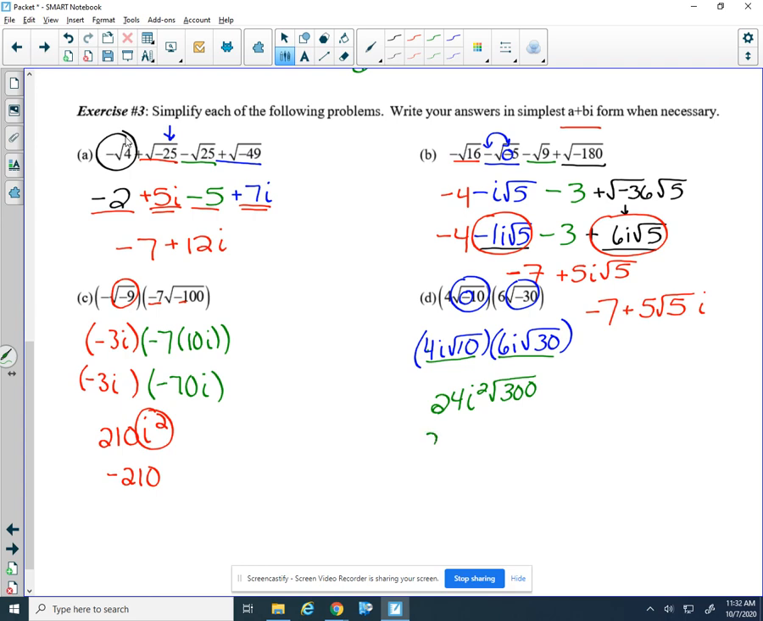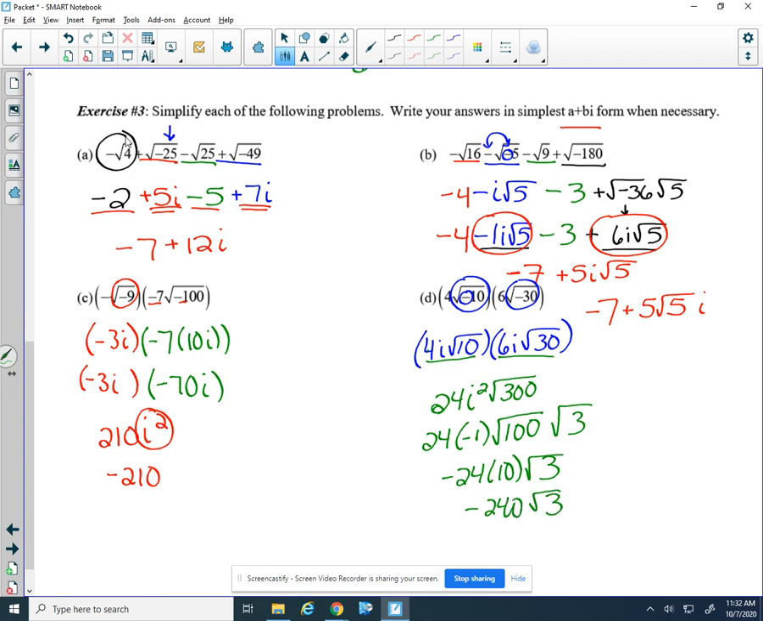So here I have a 24. I have a negative 1 from i squared. And 300 does break up into the perfect square, which is 100, and the leftover of 3. So now I have negative 24 times 10, square roots of 3. Negative 24 times 10 is negative 240, square roots of 3.